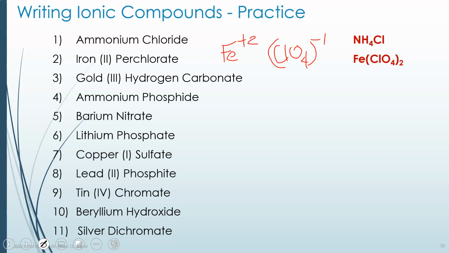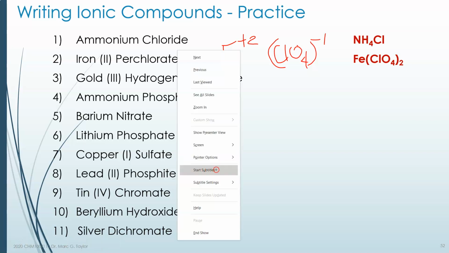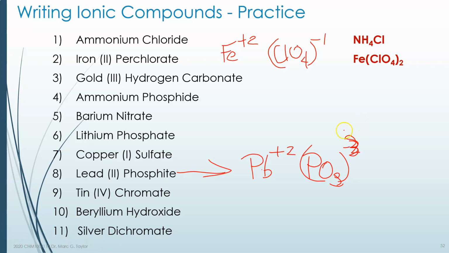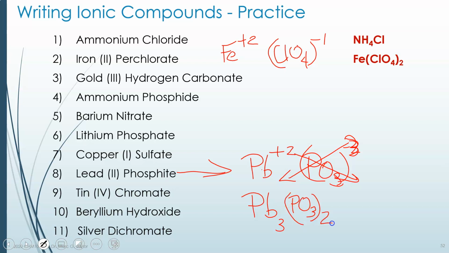Go through these. I'm just going to jump around to one right here. Number 8, lead 2 phosphite. So we know lead 2. We write that. And phosphite is PO3. And the whole thing has a -2 charge. I'm sorry, a -3 charge, my bad. -3 charge. 3 goes there, 2 goes here, and we would write lead Pb3(PO3)2, keep the parentheses there because we have 2 of them, and that would be your final answer.